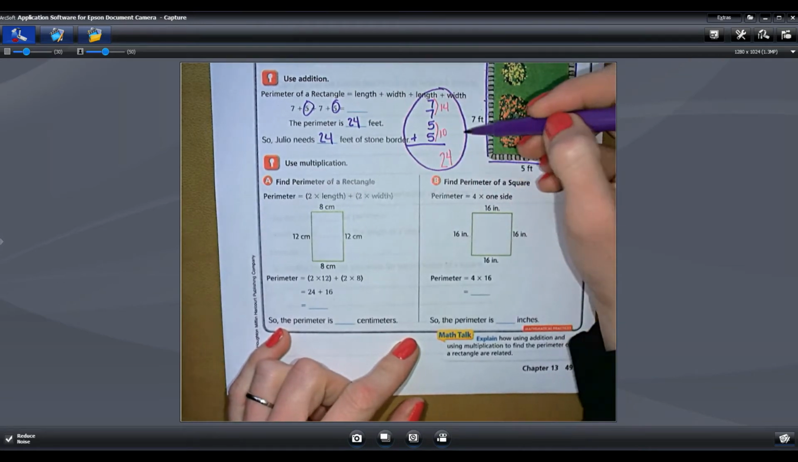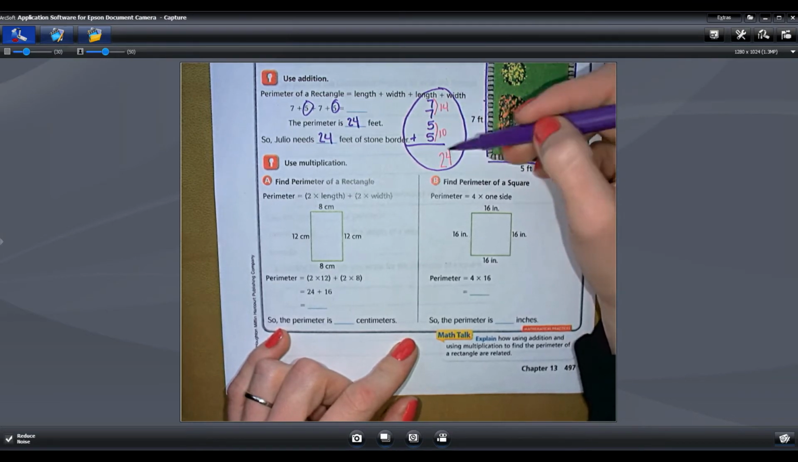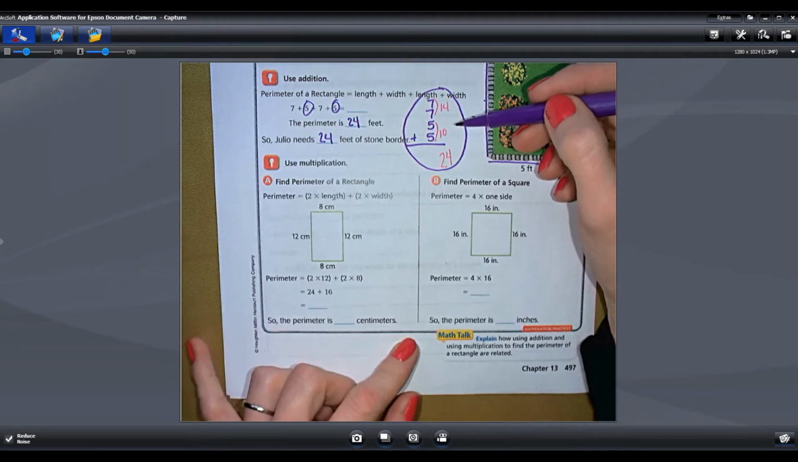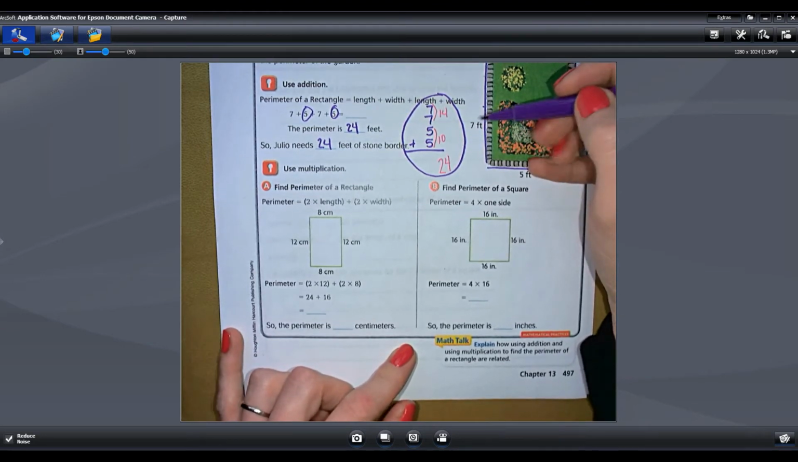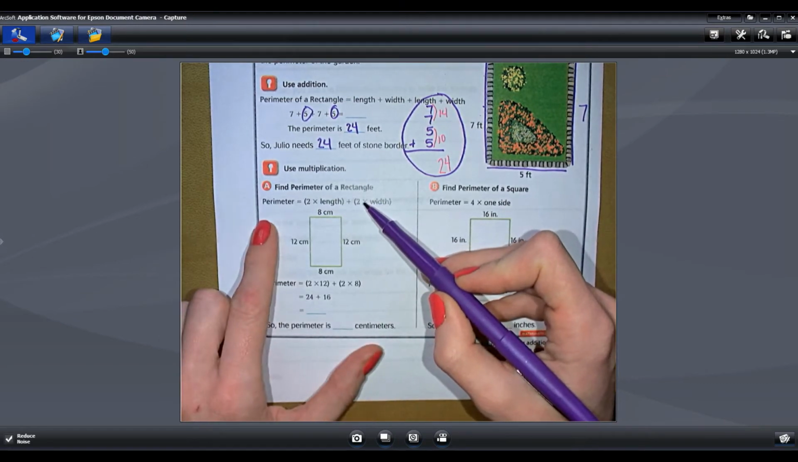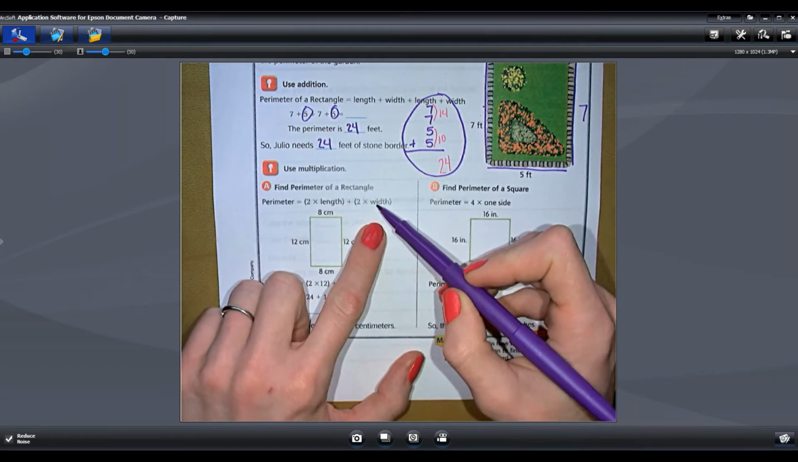This right here is the way that will always work for you. Okay, if you're in Mrs. Peck's room, always do it this way, add up all four sides. Okay, we're just going to talk about some of the formulas that can work for mental math, okay? Find the perimeter of a rectangle, okay? Another way you can do it is 2 times the length plus 2 times the width and add them together.